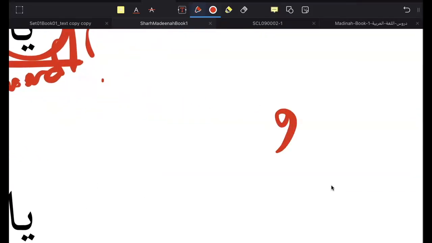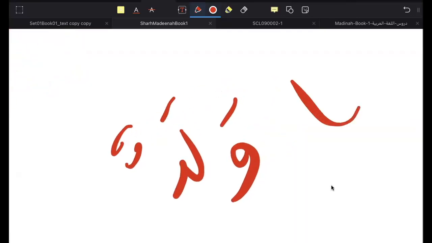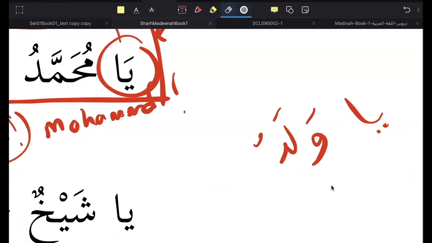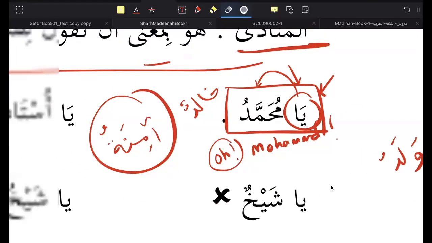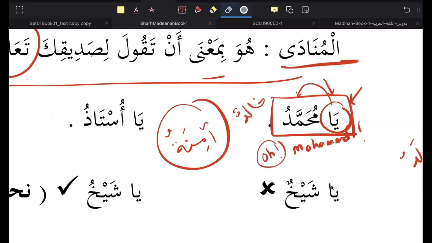Now you want to call a boy, okay? A boy. The boy is a waladun. Now you want to call him. You say Ya waladu. You have to remove the tanwin, and also it will always be a dhamma. Okay, we're not going too much into grammar details here. And then inshallah, I think the book will explain more rules. So I'm not going to introduce anything else other than what the book is teaching here.